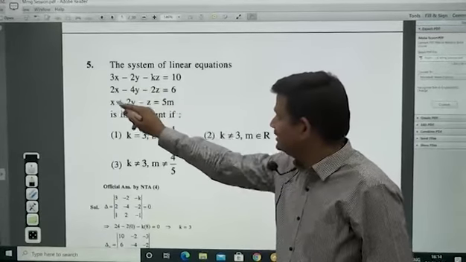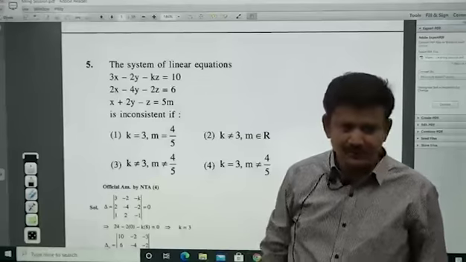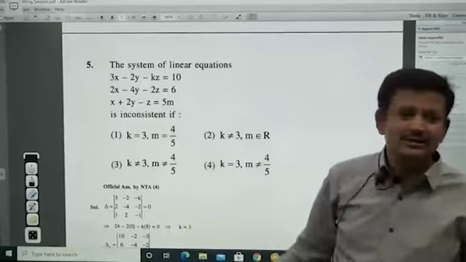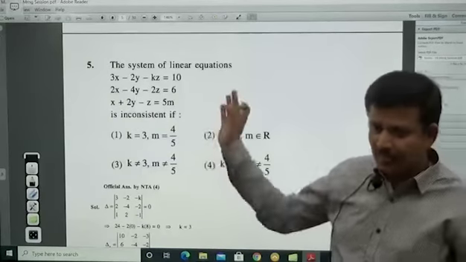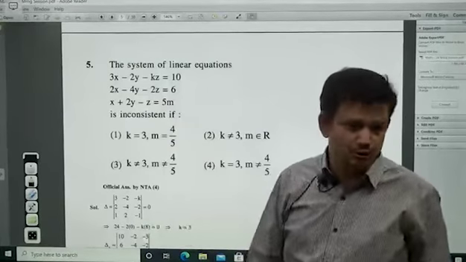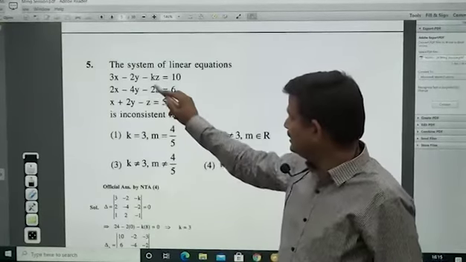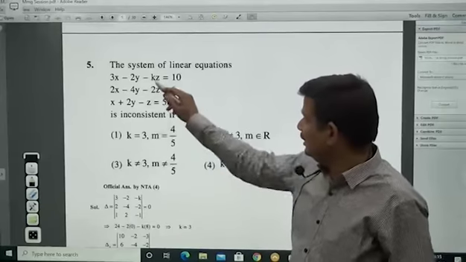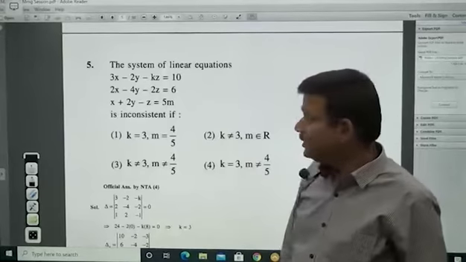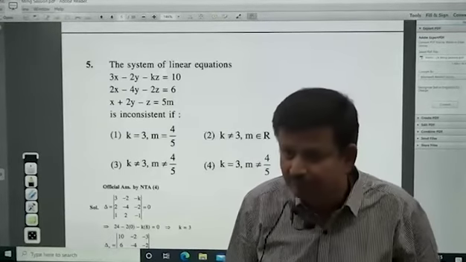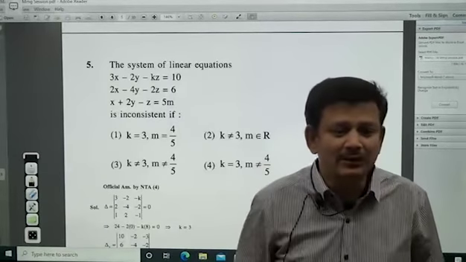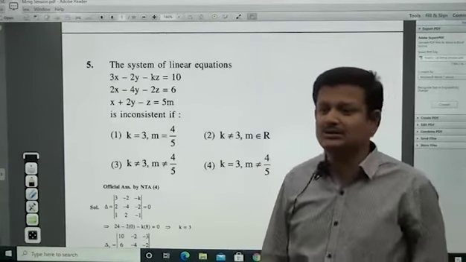So this plus this, if it is this, on both sides you will have infinite solutions. Only on this side but not on this side, no solution. Not on both sides, you will have a unique solution. So you want inconsistent, meaning no solution. So this plus this, if it is equal to this, k equal to 3, but 10 is not equal to 6 plus 5m, then you have inconsistent equations.